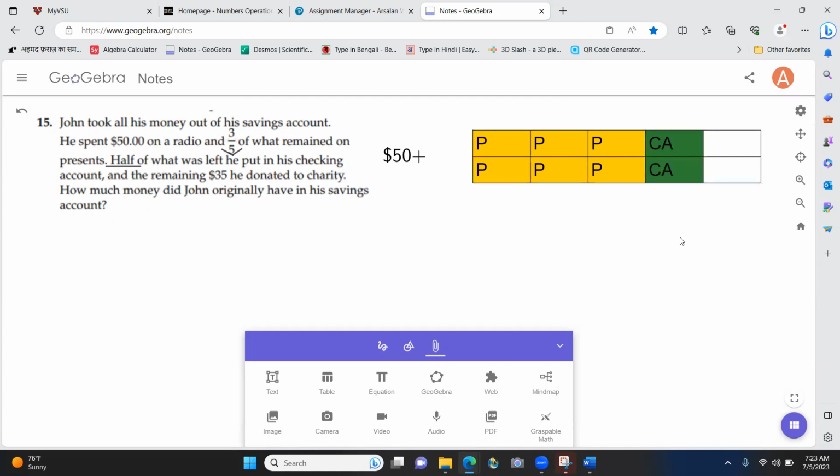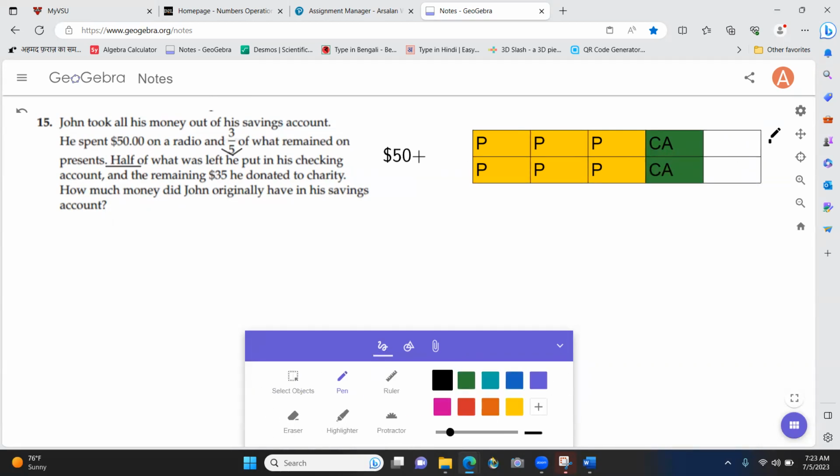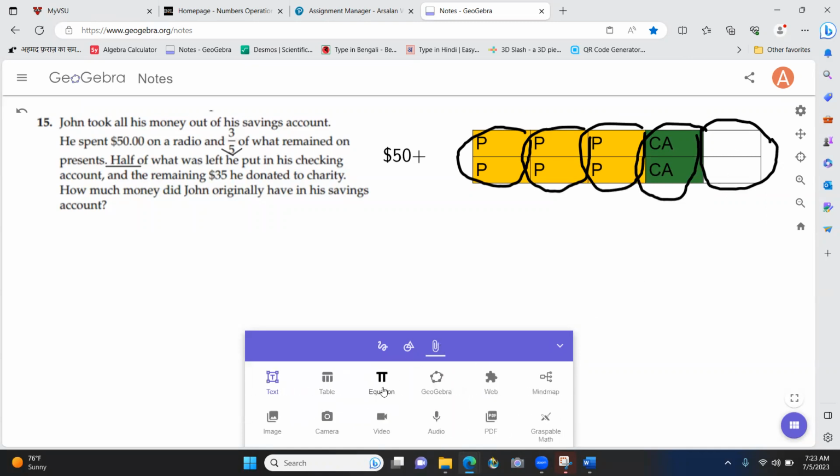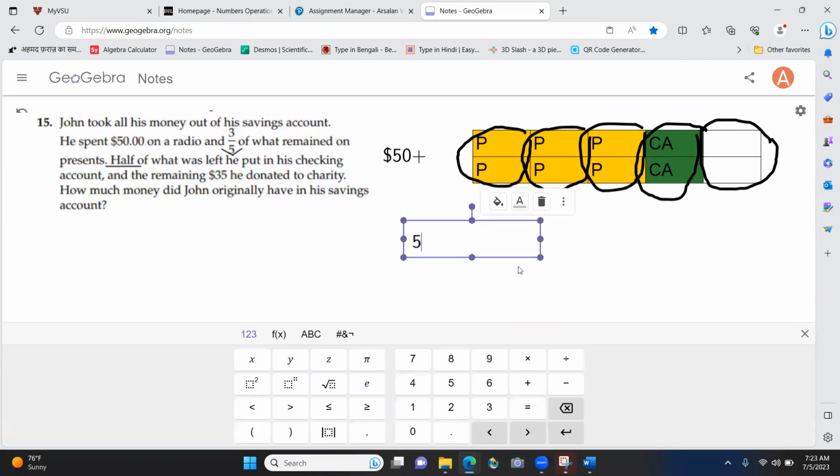CA, CA. Now, the remaining $35 was donated to charity. This has to be the $35. Now, the question says, how much money did he have originally? Well, if two rectangles is $35, this is $35, this is $35, this is $35, this is $35, this is $35. So the whole rectangle must be worth what, guys? The whole rectangle must be worth 5 times 35. Each pair is worth $35.